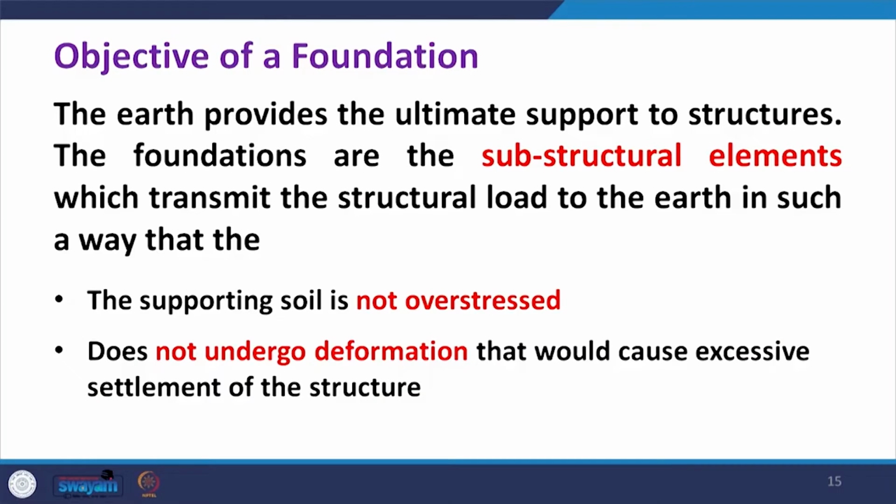as well as the second criterion, that the soil should not undergo deformation that would cause excessive settlement of the structure. So, that means basically the settlement should be within the permissible limits. So, this is the basic objective of a foundation, transferring the load to the ground from the structures.